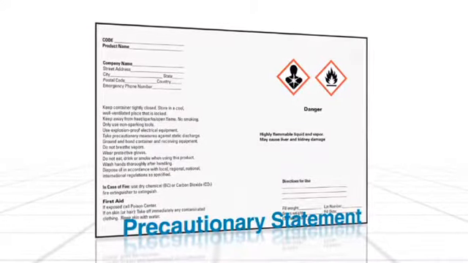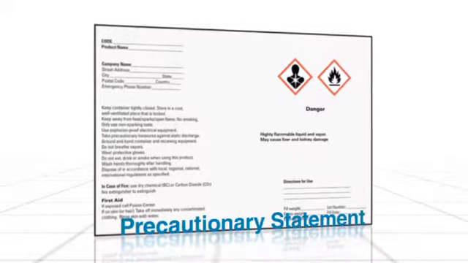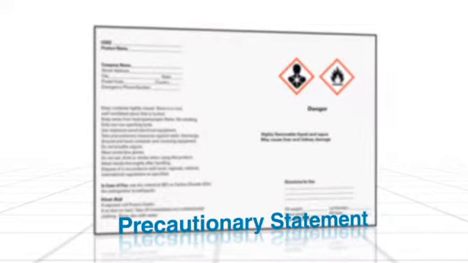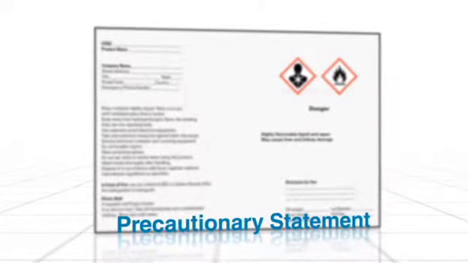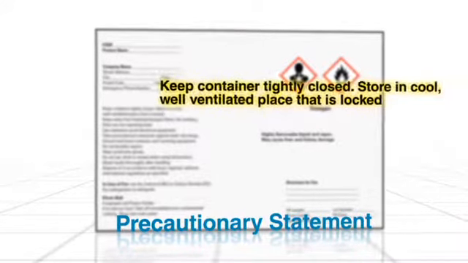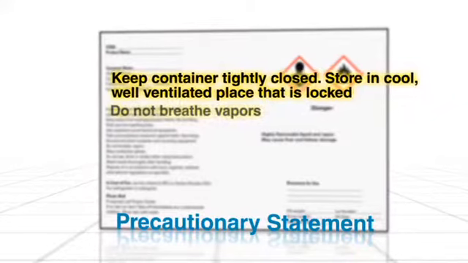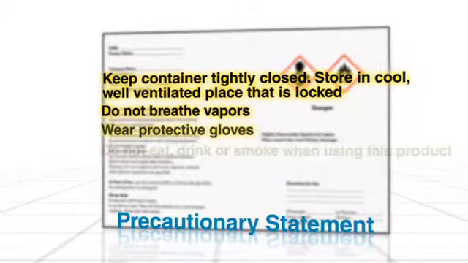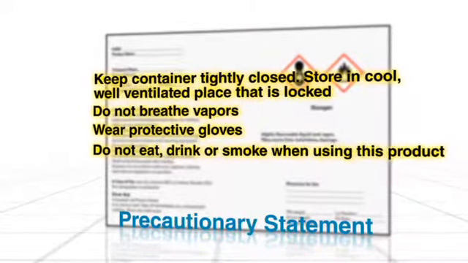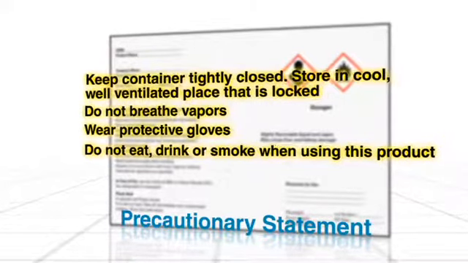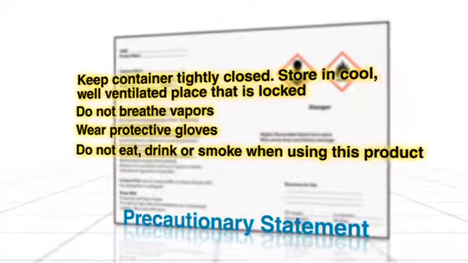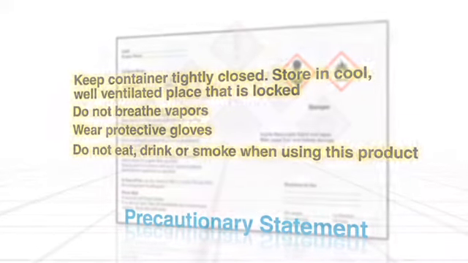Precautionary statements briefly and concisely explain recommended measures for safe handling, storage, and disposal. Examples include: keep container tightly closed, store in cool, well-ventilated place that is locked, do not breathe vapors, wear protective gloves, do not eat, drink, or smoke when using this product. It may also indicate how to handle an incident involving the product.